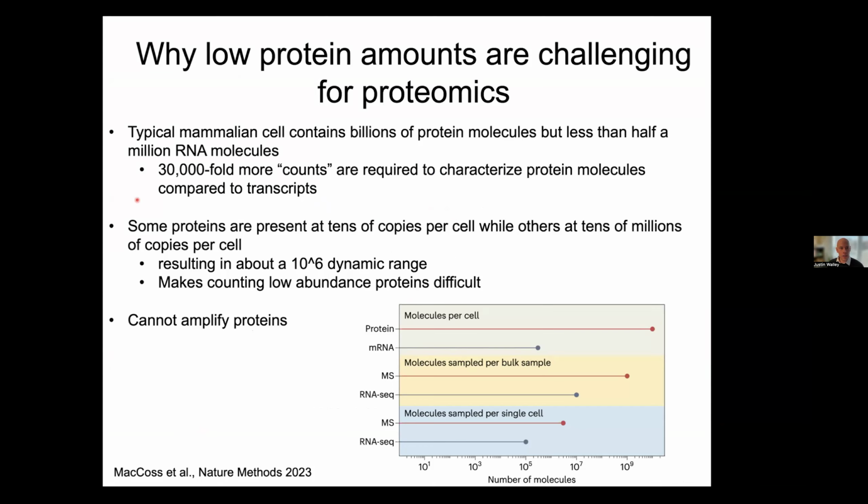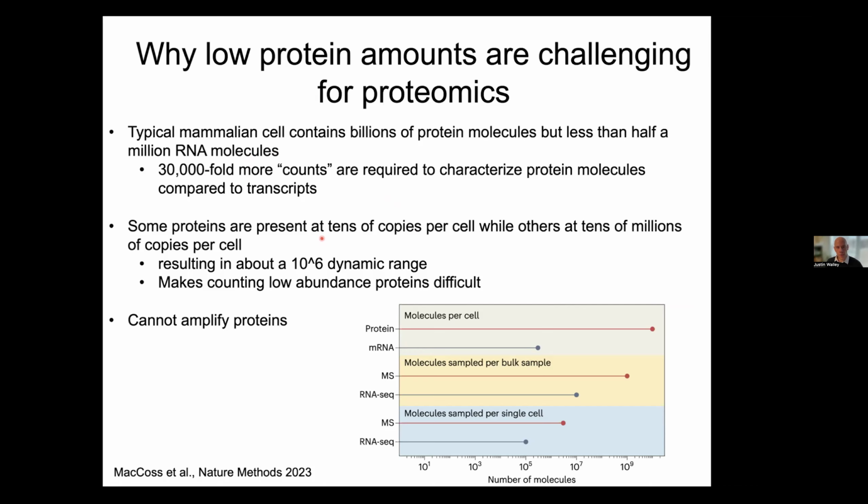Two of them are biological in nature. If you take examples from mammalian cells, a given mammalian cell contains billions of protein molecules, but fewer than 500,000 RNA molecules. So you need 30,000-fold more counts to characterize protein molecules relative to transcripts. So you have to analyze a lot more just to look at a single cell when you're looking at proteins.